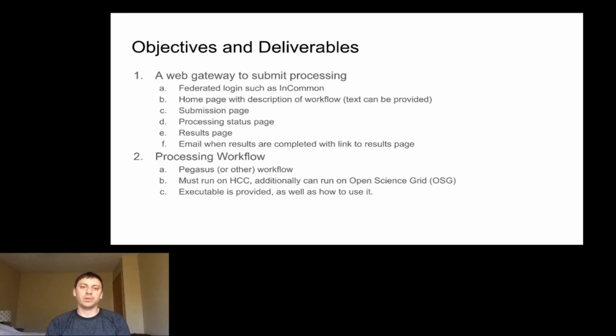So the objectives and deliverables for this project is a web gateway to submit the processing. We would like some sort of federated login, such as InCommon, a home page with a description of the workflow, submission page, processing status page, results, and then also we would like an email when the results are completed and a link to the results page. For the workflow, we need some sort of workflow manager, such as Pegasus, that will run the RNAMake application. It must be able to run on Holland Computing Center, but in addition, we'd like it to run on the Open Science Grid. Now, this executable RNAMake is provided, and we'll also show you how to use it.